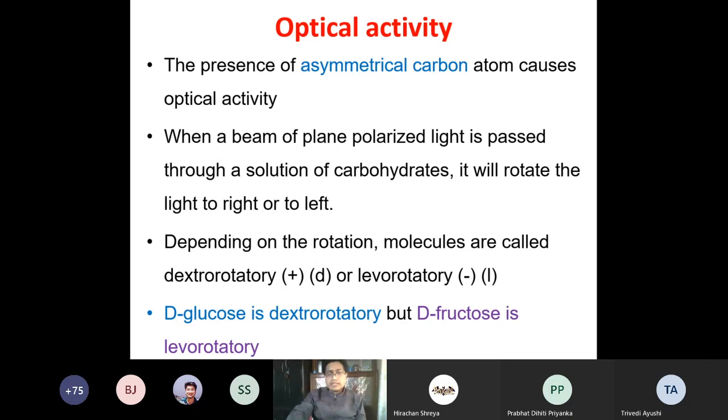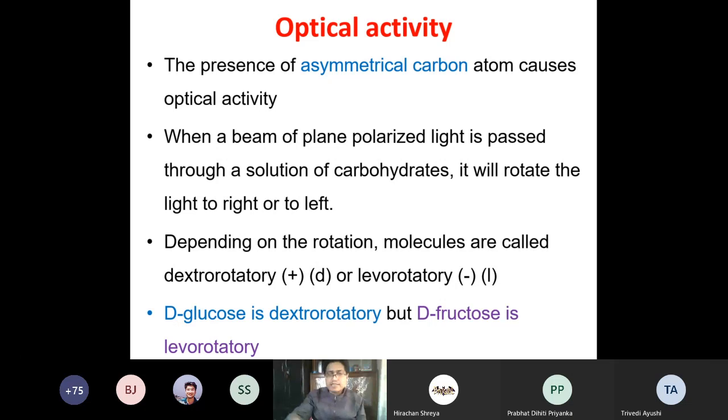Dextrorotatory means which rotates the light to the right, levorotatory which rotates the light to the left. We have earlier seen D-glucose and L-glucose. That D and L, which was the capital D and capital L, was assigned based on the configuration of the functional group, that is the OH, on the last asymmetric carbon, that is the last chiral carbon. Or we can easily understand by saying the penultimate carbon, that second last carbon, was the last chiral carbon. Based on that, D and L was assigned.